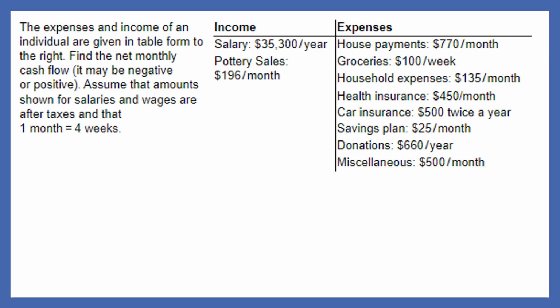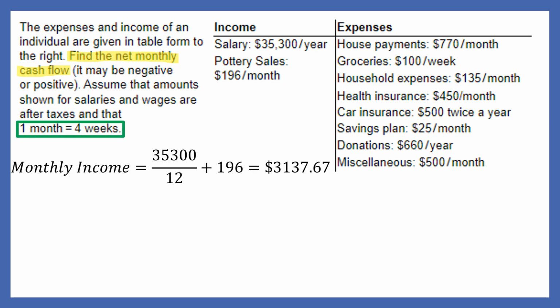We have our income as a salary, plus we have some extra sales that we sell for pottery. And so we're going to find that net monthly cash flow by first finding the average monthly income from each of those sources. So the monthly income being, well, we're going to take that yearly salary and divide it by 12. And then the pottery sales is already in a month, so we're just going to say plus 196.